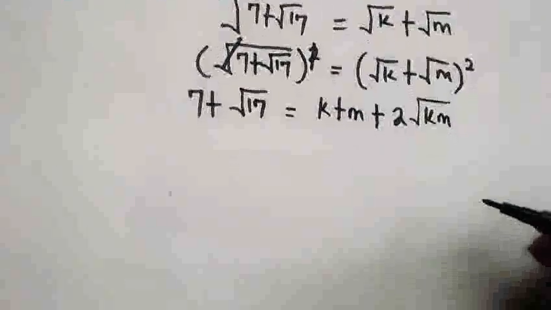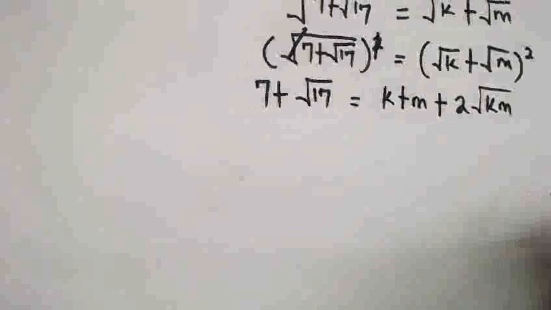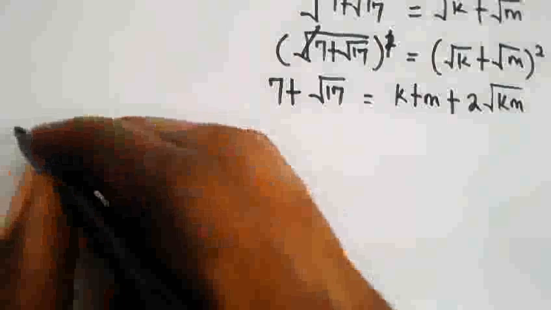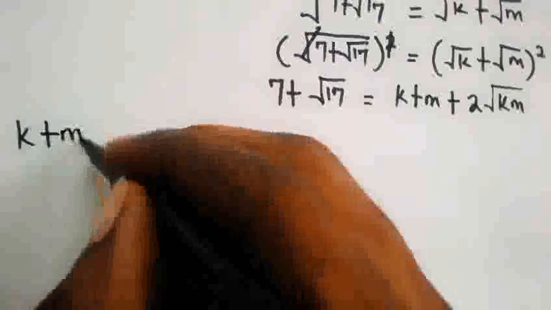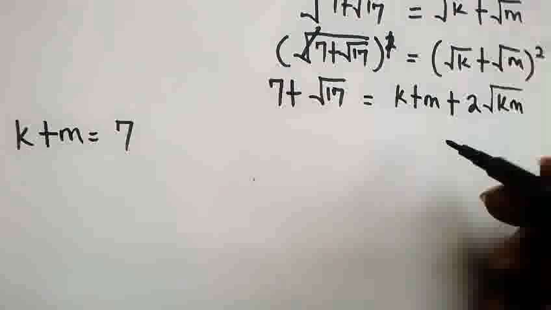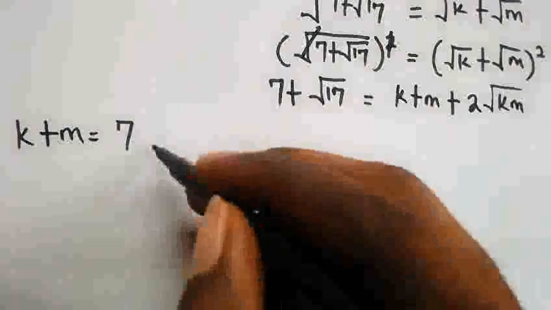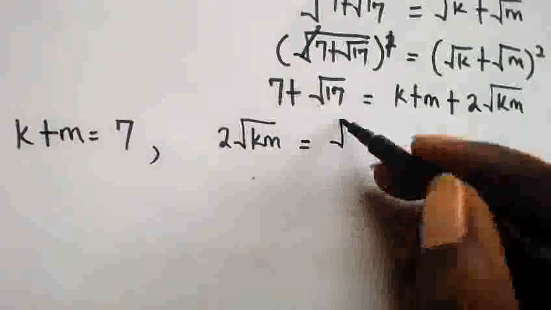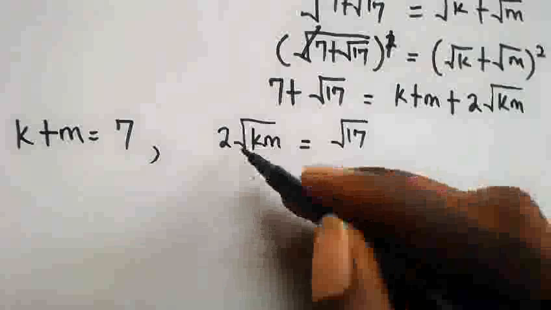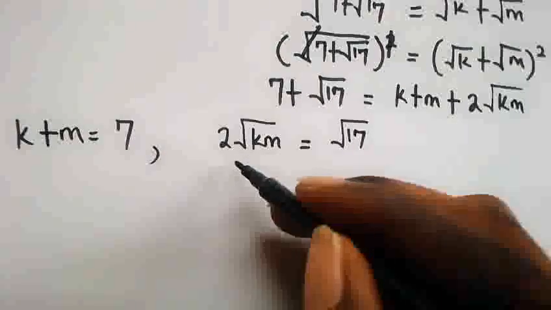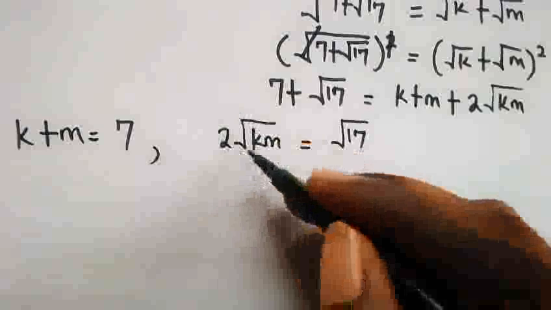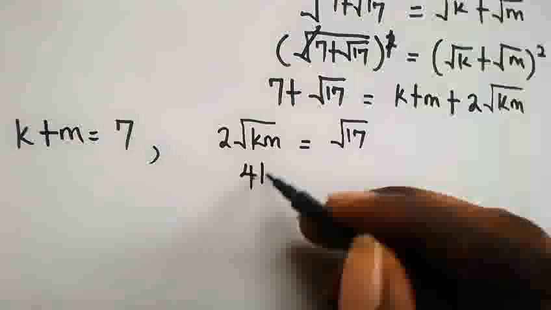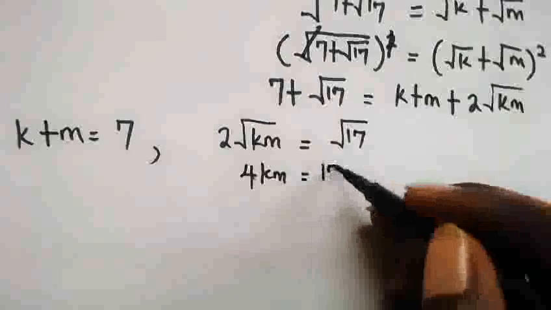Okay, so we're going to compare both sides of this equation. So we say that k plus m is equal to 7, and comparing the other terms, we say again that 2 square root of km is equal to square root of 17. Now squaring both sides here, we have 2 squared and square root of km squared, which cancels out. So we have 4km is equal to 17.